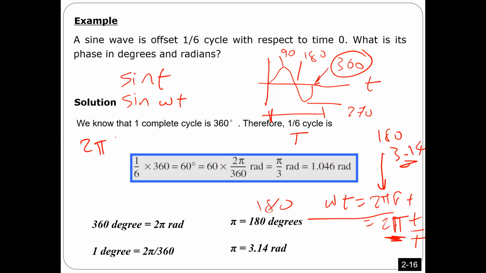2 pi f t. And f t, as I told you, is 2 pi t divided by the period. The only difference is, if you put pi as 180, you get degrees in angle. If you put pi as 3.14, you get it in radians, as you will see right now. So here I'm telling you we have a sine wave, and this sine wave is offset by 1/6 cycle, shifted by 1/6.